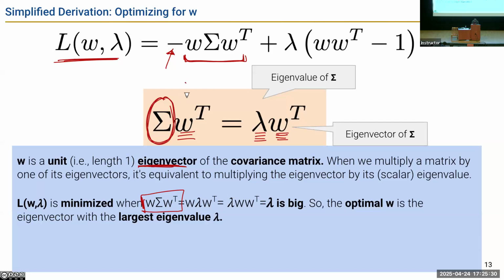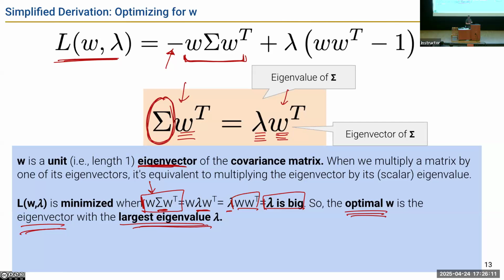Well, at the optimum, sigma Wt is equal to lambda Wt. So I'm going to replace the sigma Wt with lambda Wt. Lambda is just a scalar, so I'm going to move it out front. W is orthonormal, that was a constraint we imposed, so WWt is just 1. And so saying that you want W sigma Wt to be really big is the same thing as saying, make lambda big. So what is the optimal W? It's the eigenvector with the largest eigenvalue. The optimal W when we're constructing just one latent feature is the eigenvector with the largest eigenvalue.